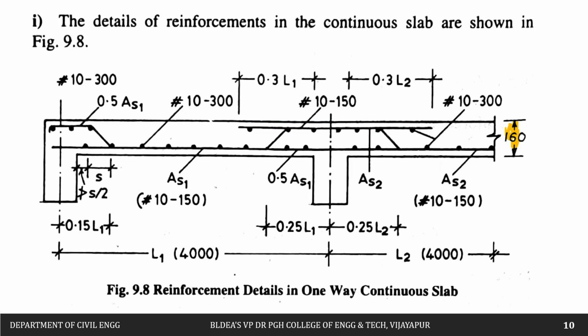So the overall depth of the slab is 160 mm. In this way we are going to do the detailing, and if you see the distribution steel what we had provided, that is 10 mm diameter at 300 mm center to center. So here also, if you see the reinforcement what we have provided, that is the distribution steel, which is 10 mm dia about 300 mm center to center.